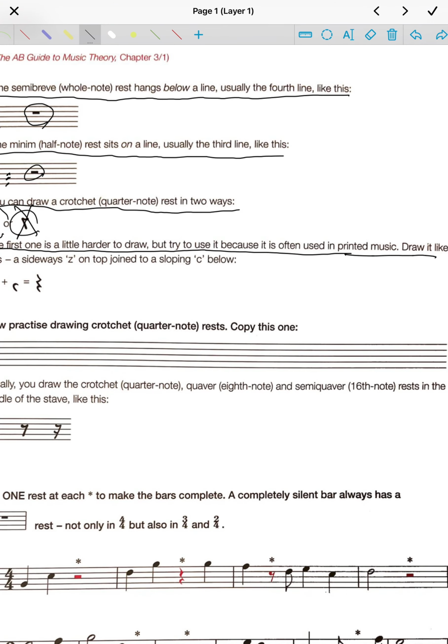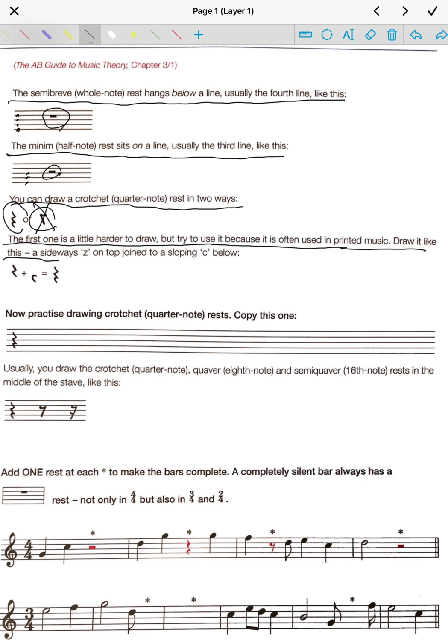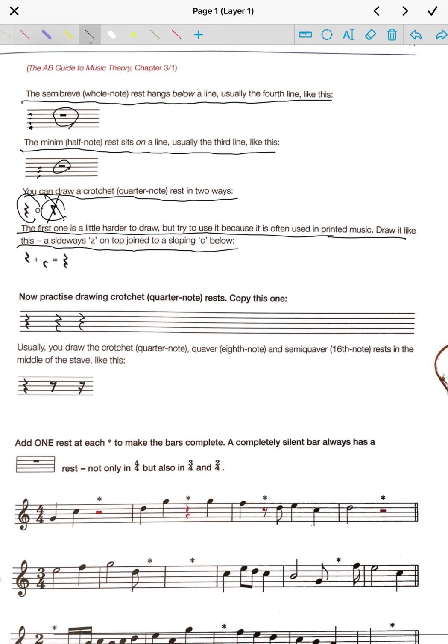Draw it like this, a sideways Z on top joined to a sloping C below. So let's do that. Z here. There we go, that's a sideways Z, and that's your sloping C. Yeah, so if you try hard, you can probably make it a bit neater. So that's basically how it's drawn.